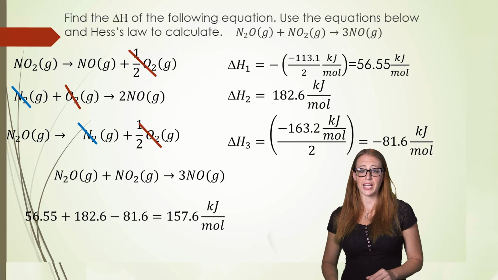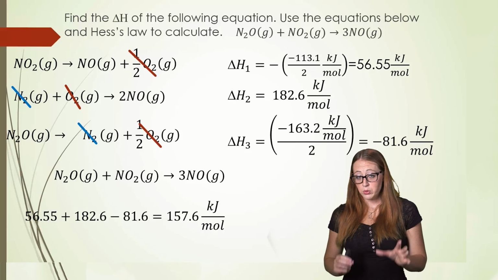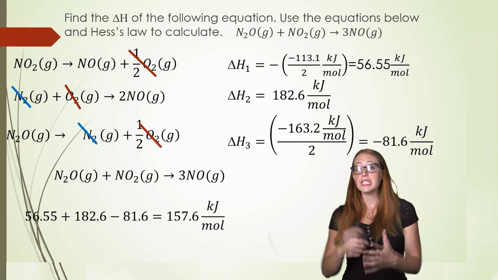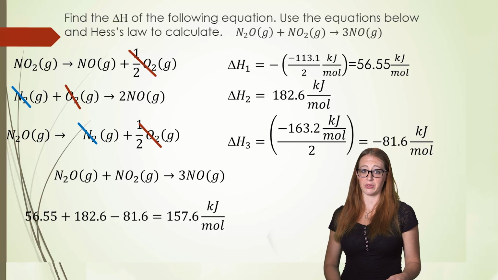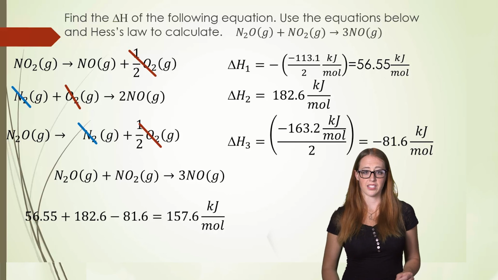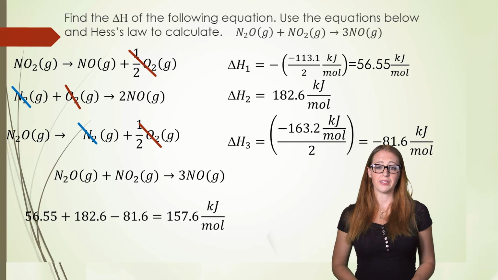So all we have to do now is add up all of our delta H's. Be really careful again that you're adding up your manipulated delta H's, your delta H's that you've changed based on what you've done to your reactants and your products and your equations. And as long as you do that, you add everything up, you'll get your final answer.